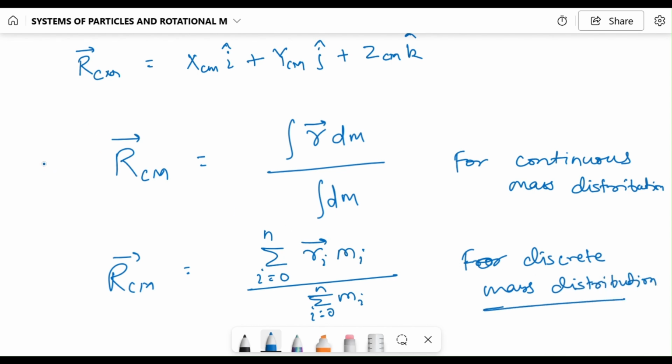Okay, keep these two things in mind, and we are going to discuss a few examples related to these things so that we can understand them more clearly, and then we will move to the motion of center of mass.